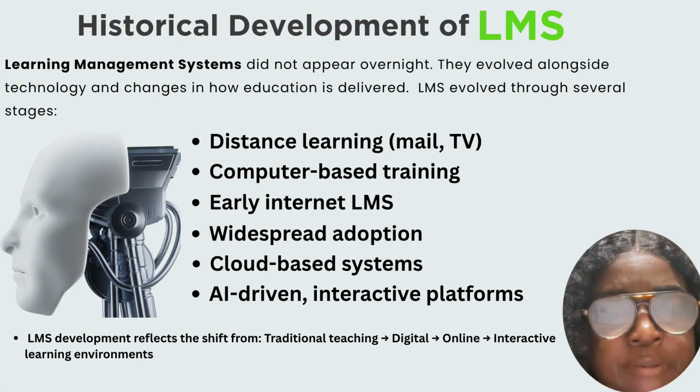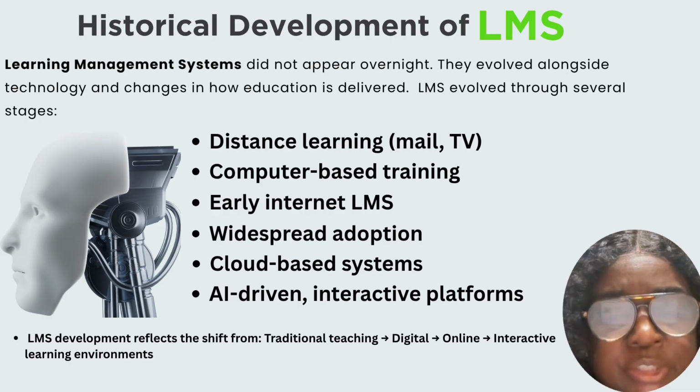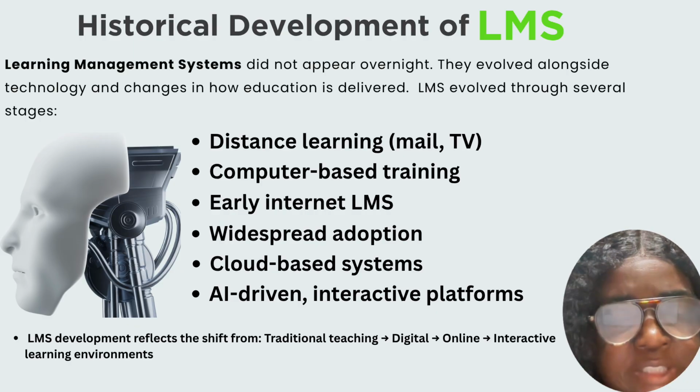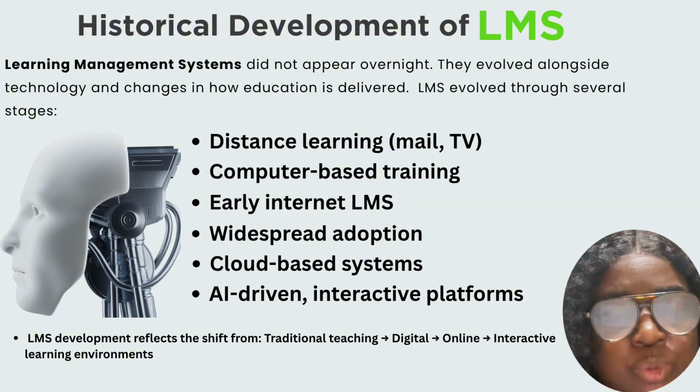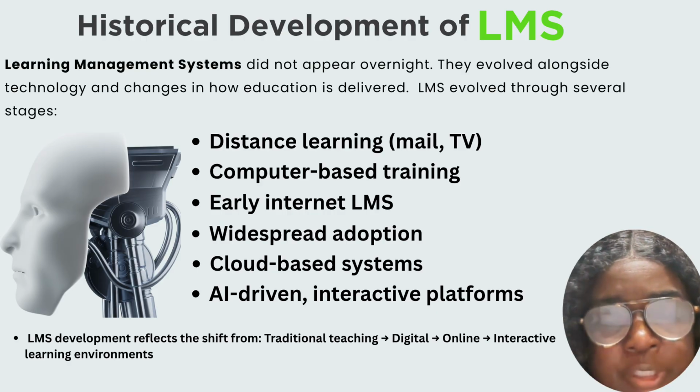Next, computer-based training. It's the introduction of computers in education. There were standalone systems, no internet at this time. Next, emergence of the internet LMS, late 1990s, early 2000s. The internet became widely available and the first LMS platforms appeared. Next, we had widespread adoption of LMS in education and corporate. Next were the cloud-based systems and AI-driven interactive platforms. LMS becomes a central hub for online learning. LMS development reflects the shift from traditional teaching to online to interactive learning environments.